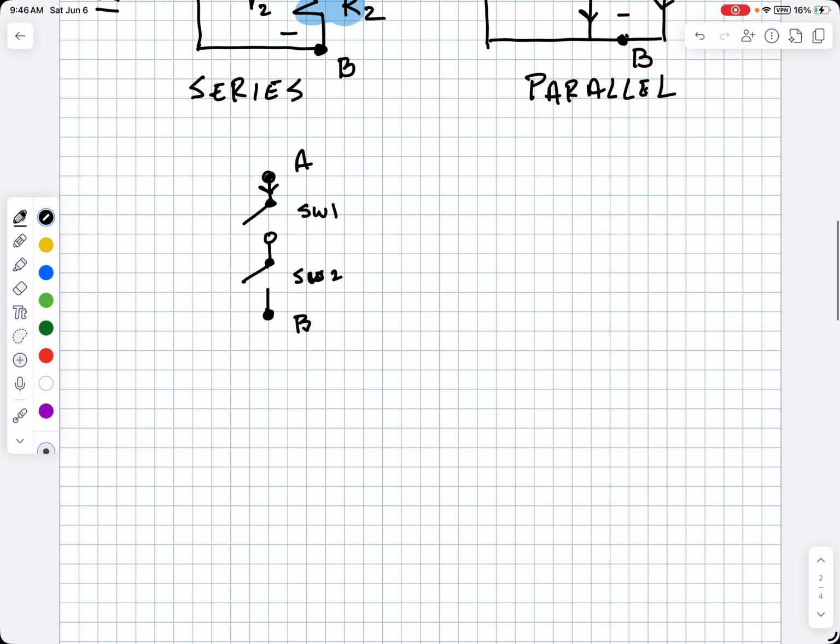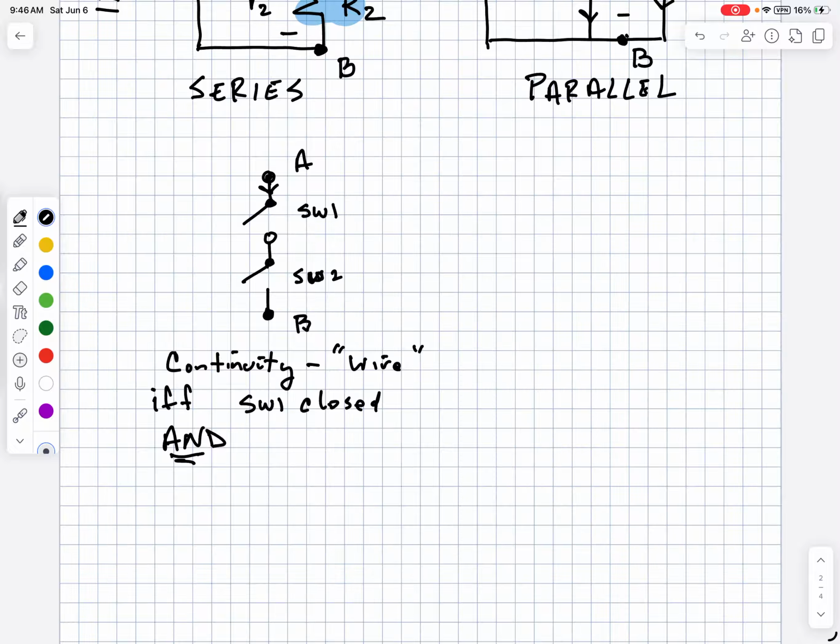I think it's fairly obvious that you get continuity, basically a wire, if and only if switch 1 is closed, and here's the important word, and switch 2 is closed. This AND operator is what lets us configure transistors in the right way to get the logic gate AND.